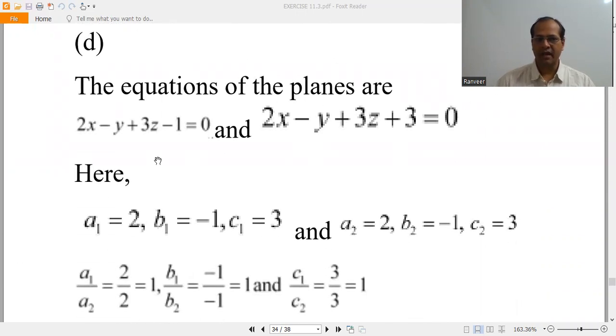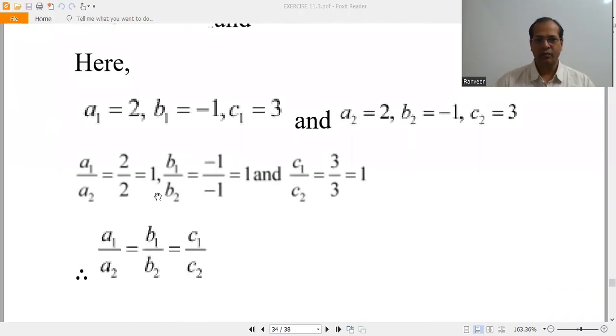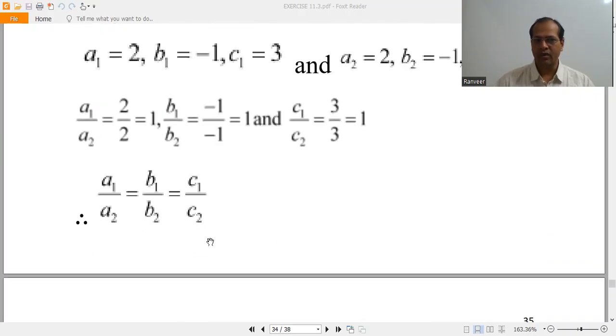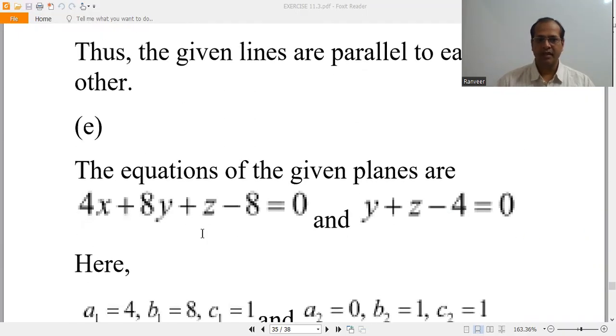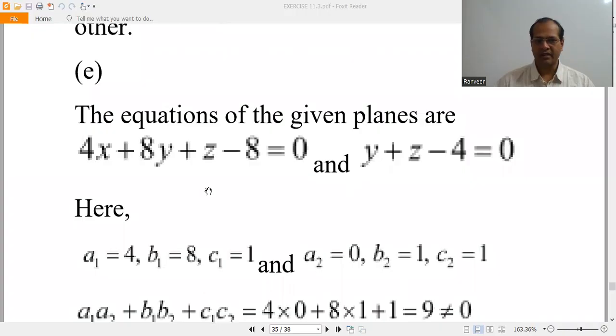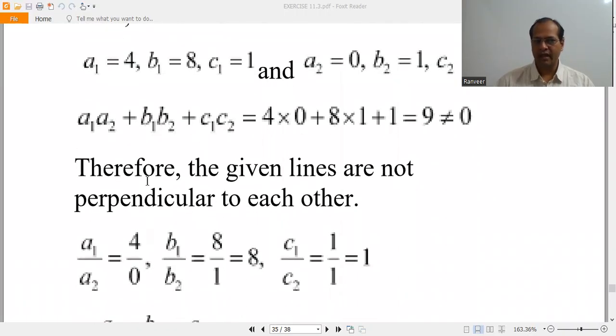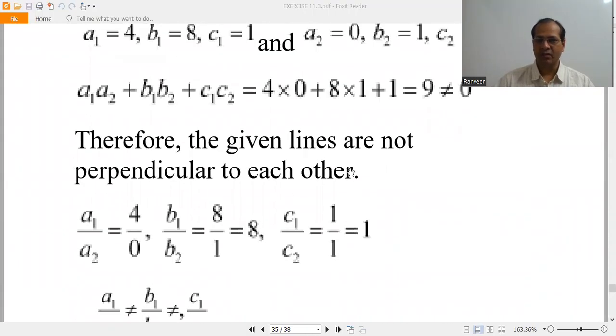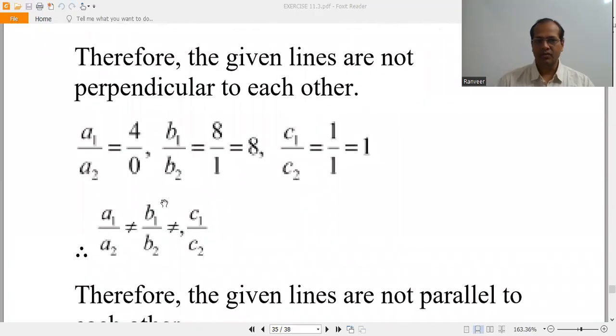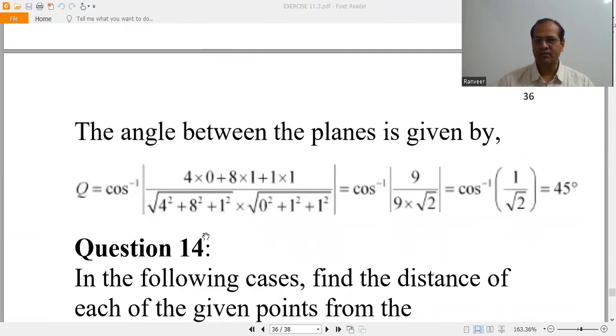D, this is the equation of the plane. A1 by A2, B1 by B2, C1 by C2 all are equal. Definitely this is parallel. And E, first of all, direction ratio we have to find out. And A1A2 plus B1B2 plus C1C2 is not coming equal to 0, so this is not perpendicular. A1 by A2, B1 by B2 is also not equal, so definitely this is not parallel. So in that case, we can find out the angle. That is cos inverse of A1A2 plus B1B2 plus C1C2 divided by root of that value. This is 45 degree.